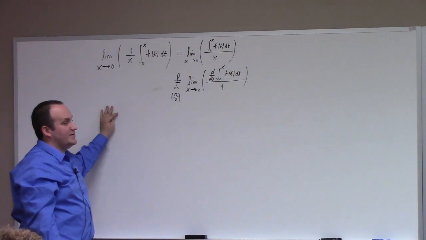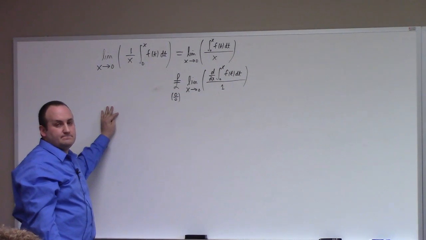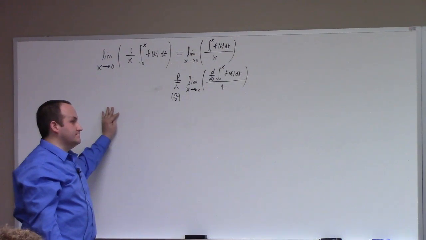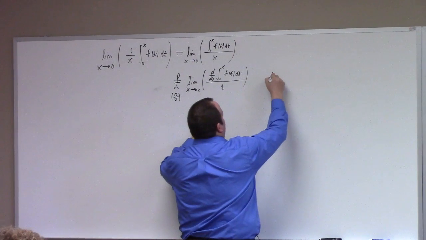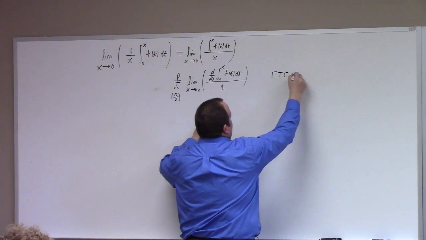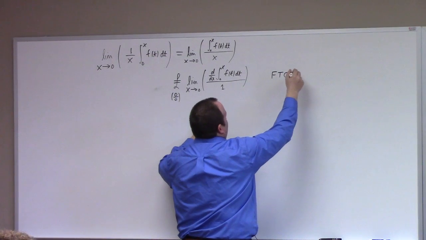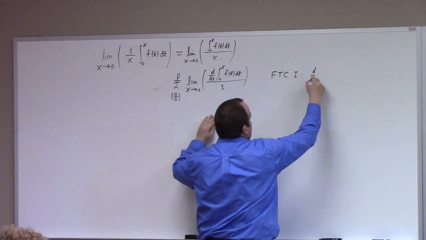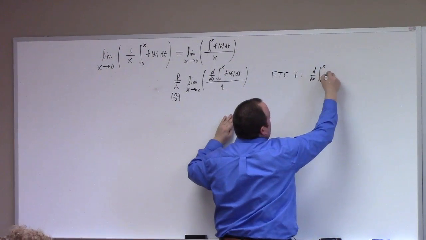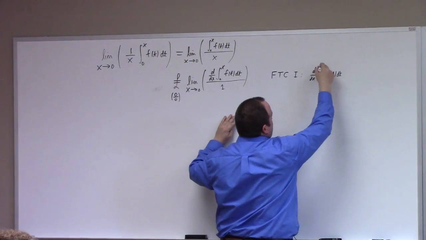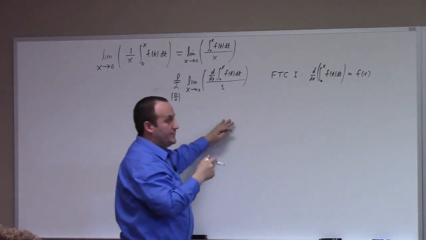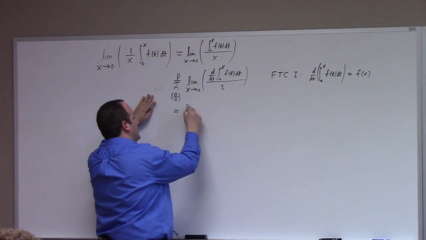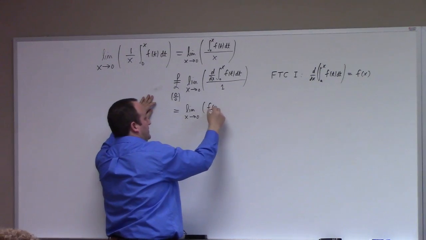So can anybody tell me what the numerator is? Yes, sir? Yeah, f of x, because the integral of... Right. This is the fundamental theorem of calculus part 1, right? d/dx of the integral from a to x, let's say, of f of t dt, assuming f is continuous at x, is just equal to f of x again. So this is in fact just the limit as x goes to 0 of f of x.